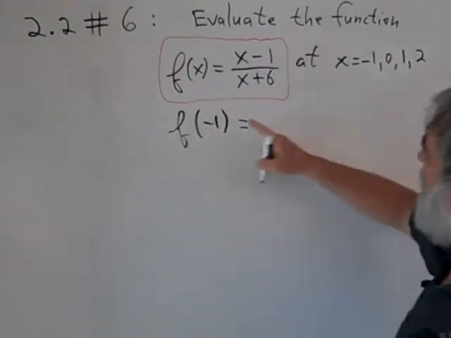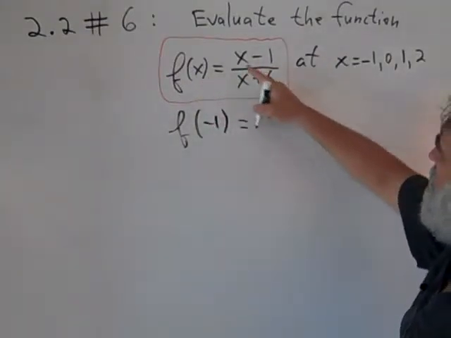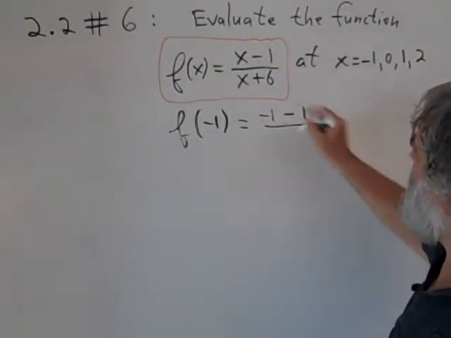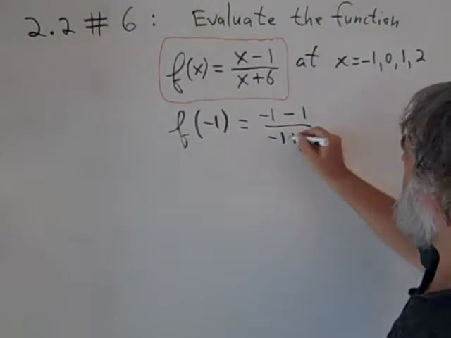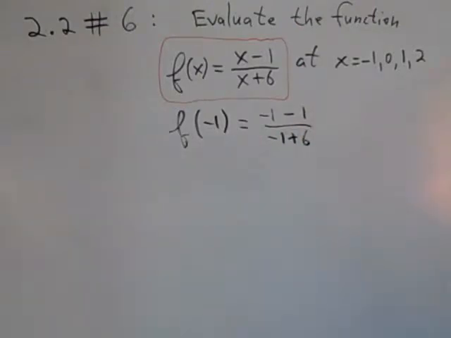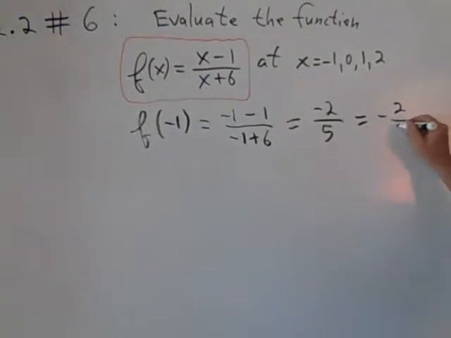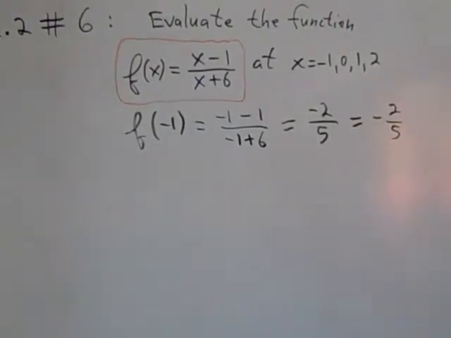That means substitute -1 everywhere you see an x in the formula. So here's an x, put -1, and then -1. And downstairs you got -1 plus 6. And this evaluates in the numerator to -2, and the denominator equals 6 minus 1 is 5. So this evaluates to -2/5 at this point.